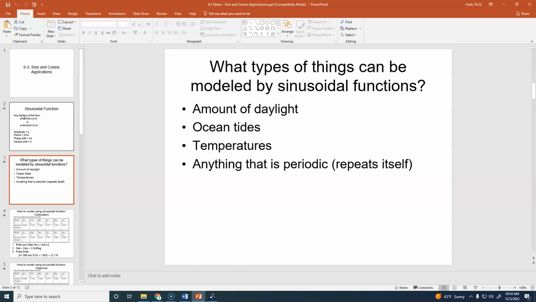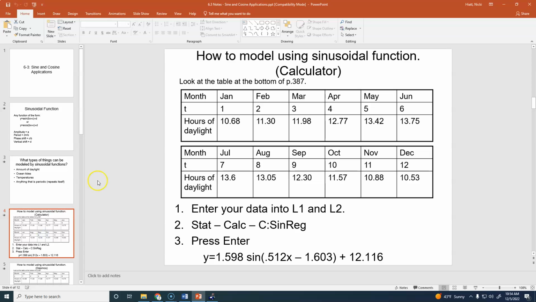It may not be applicable for finding the temperature in July in 2,300. But July 10 years from now, it should probably still be relatively applicable there. So let's do this first on the calculator.